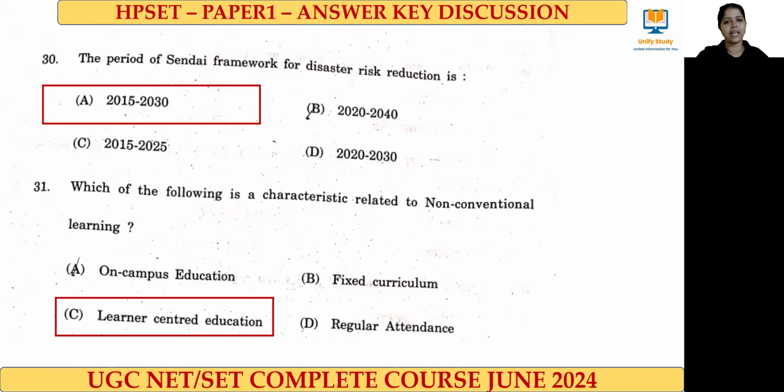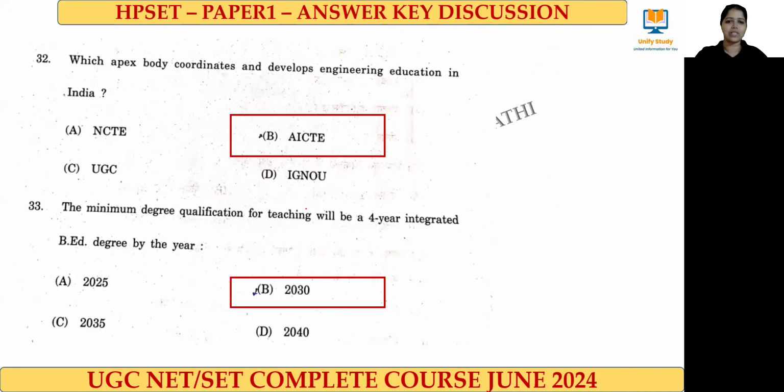Next question again from PDE, the Sendai Framework. The period is from 2015 to 2030. Next question from non-conventional learning. Non-conventional learning is nothing but learner-centered education. Next question again from higher education: which body coordinates engineering education? It is nothing but AICTE. NCTE is for teacher education, UGC is University Grants Commission for all arts and science, and IGNOU is mainly meant for out of school, distance studies. That will be taken care of by IGNOU, the open university.